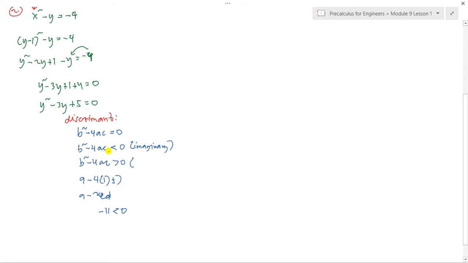Let's use this calculator. So a is 1, b is negative 3, c is 5, and then d is 0. Let's see what we get here.